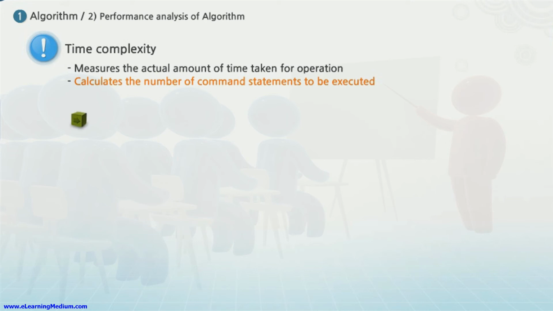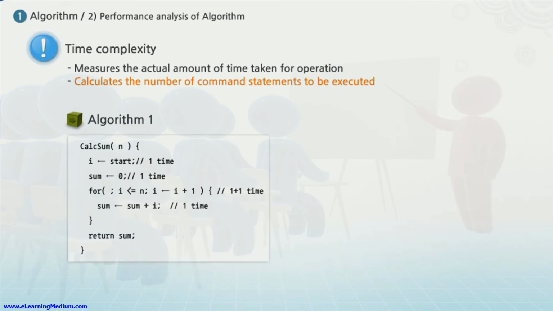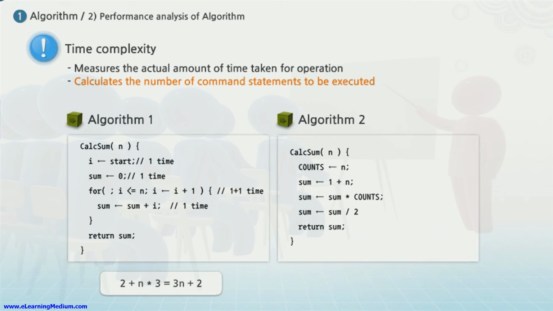For example, algorithm 1 runs, for n number of inputs, twice of operation after a command statement starts, and then enters a repetitive statement to run 3 times of operation n times. To formulate it for the value n, time complexity becomes 3n plus 2. As algorithm 2 has 4 command statements in total, time complexity becomes 4.